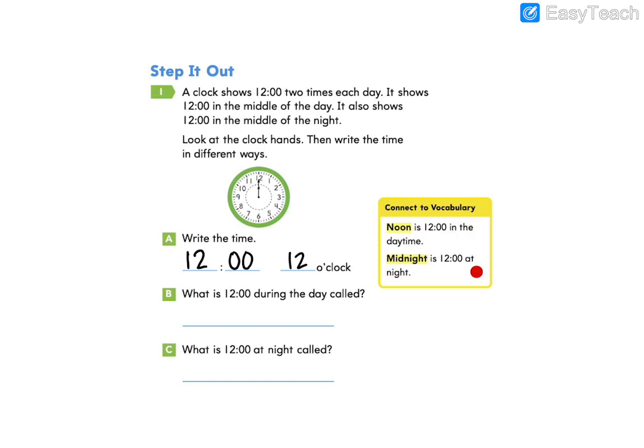If we look at our vocabulary, we see that 12 is two different times in the day. Noon is 12 o'clock in the daytime. Midnight is 12 o'clock at night. So if we're writing what 12 o'clock in the daytime is, that's what we call noon. And if we're writing what 12 o'clock at night is, that's midnight. When you hear the afternoon, that's talking about the hours that come after the 12 o'clock in the middle of the day, or noon.